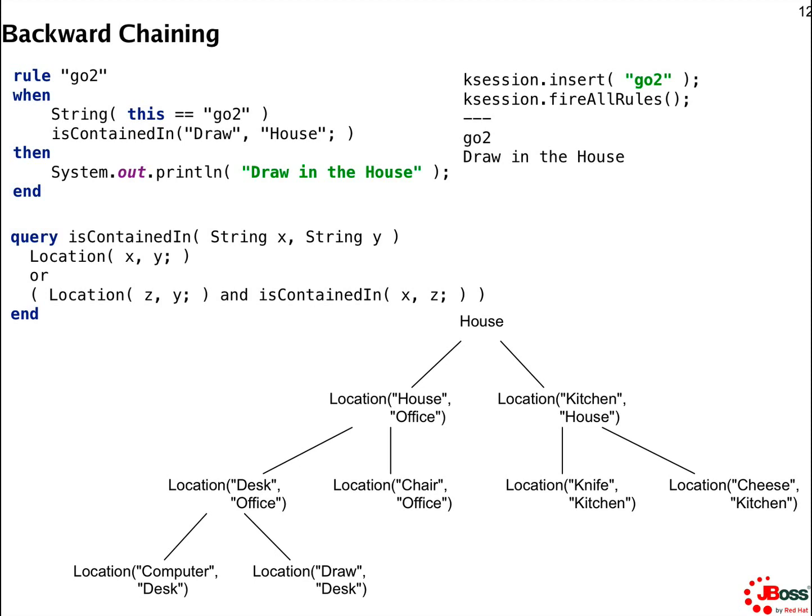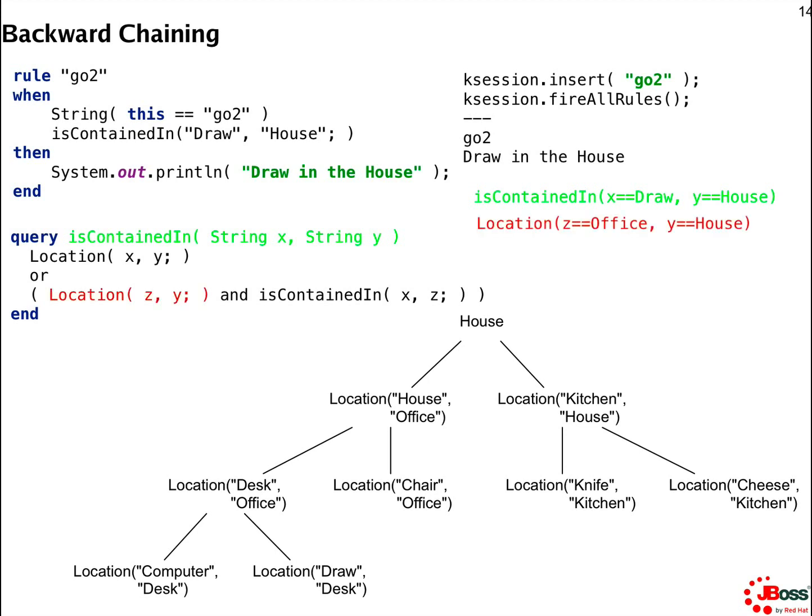So let's have a look at how that works. When the GoTo is inserted, the rule will match and the isContainedIn will be called with the arguments drawer and house. I've used the green color to show you that the isContainedIn is being called and the X and Y parameters.